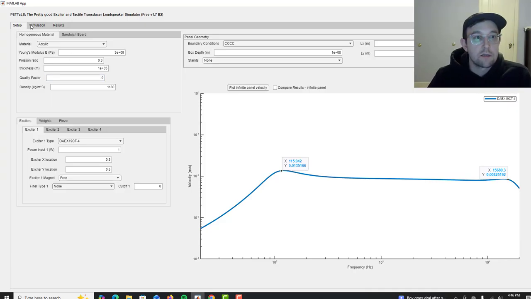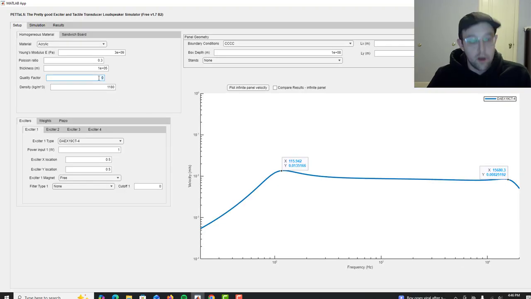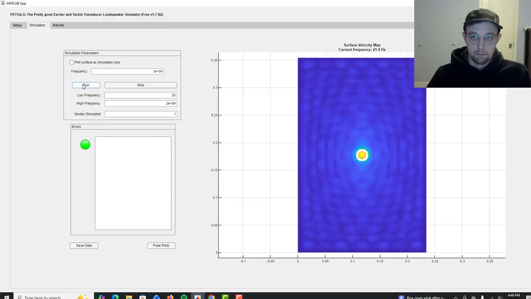Quality factor, let's see. Quality factor must be greater than 0. Yeah, okay, so something in the equations doesn't work if the Q is 0. A Q of 1 is very, very damped. A Q of 0, I don't even know. That would be no movement, I think, at all.